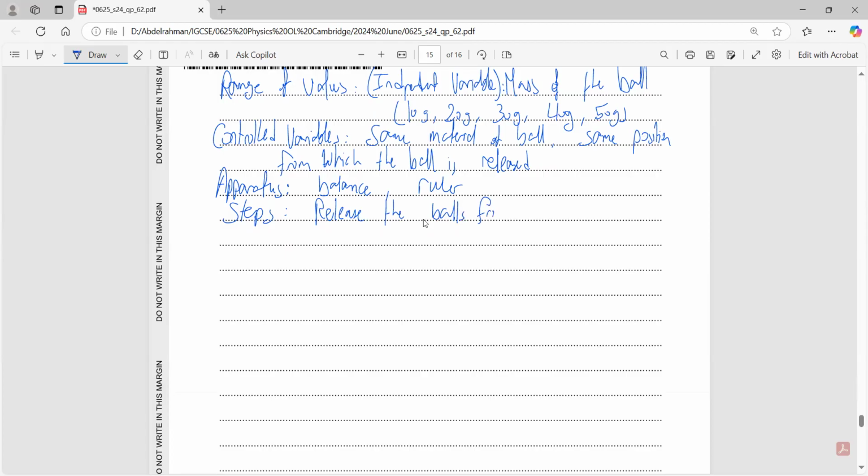Release the balls from a fixed position. Measure the horizontal distance using a ruler. That's it. And then what should you do? You can say repeat and take average. Anyway, we will say repeat and take average in the conclusion.